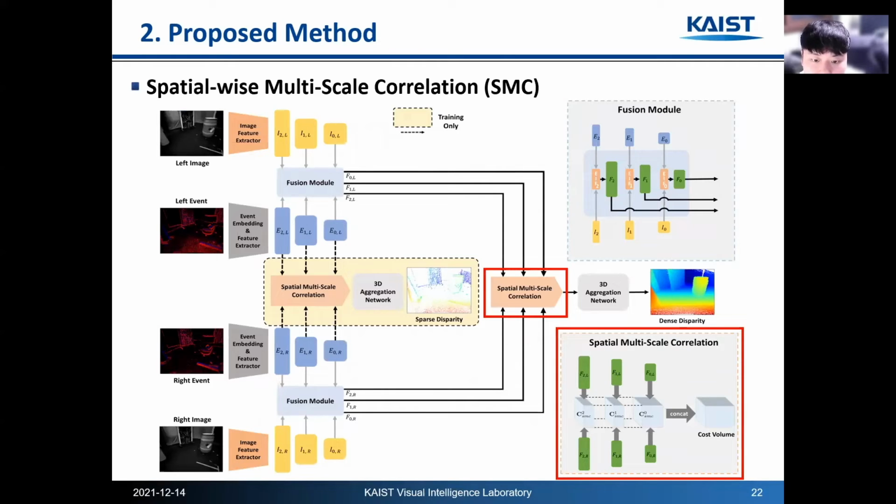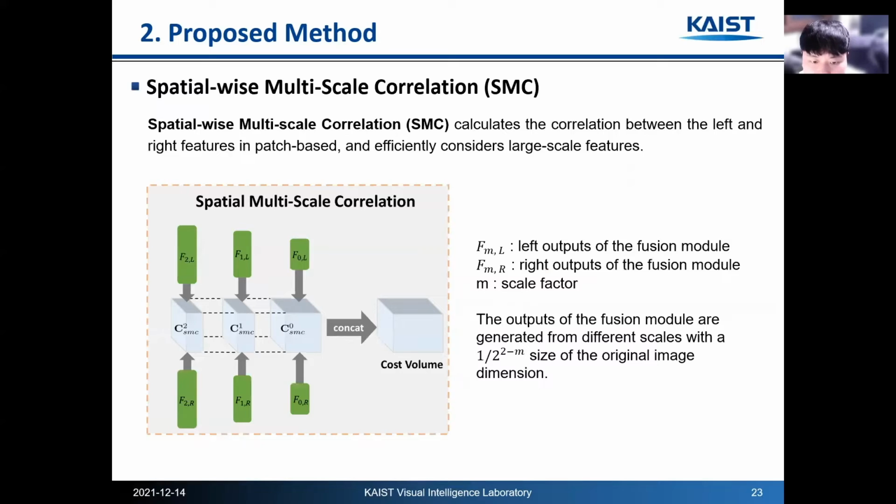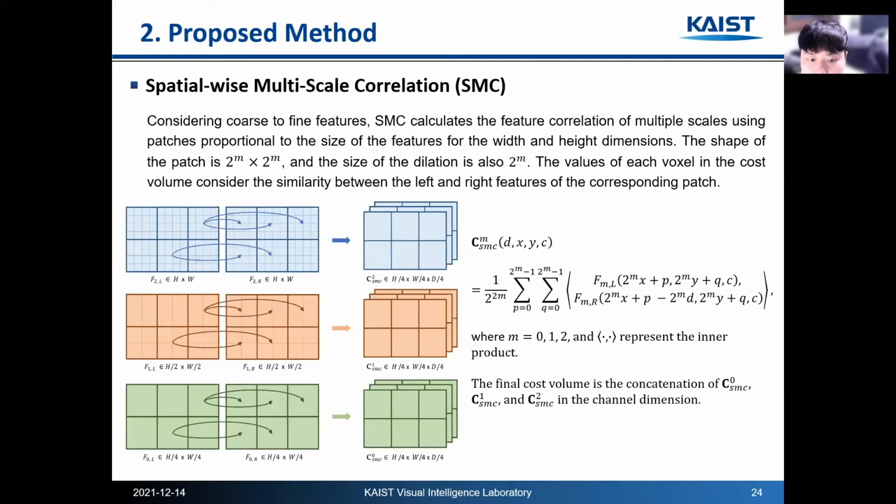Next, I will explain the spatial-wise multiscale correlation model. The fused left and right event and image pictures become a cost volume through the correlation model. It receives multiple scales as input and effectively considers large-scale features through a cost volume structure. The cost volume has a four-dimensional size with the Dmax axis added, which is the maximum disparity.